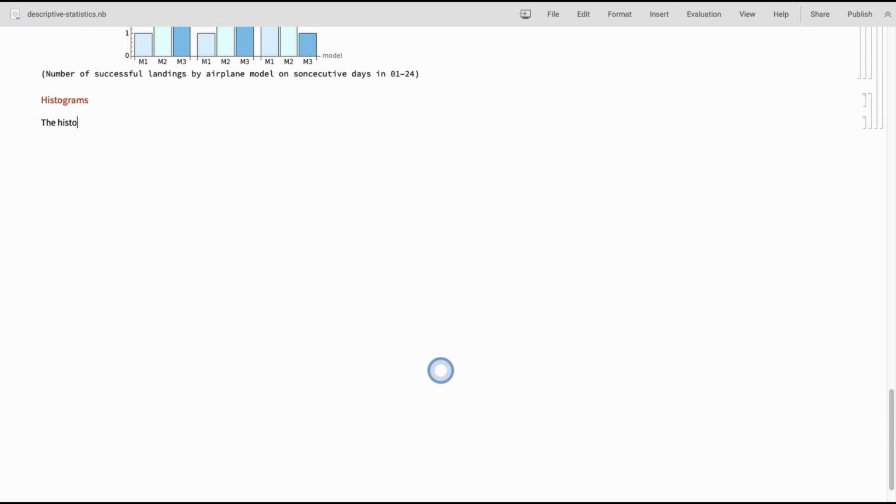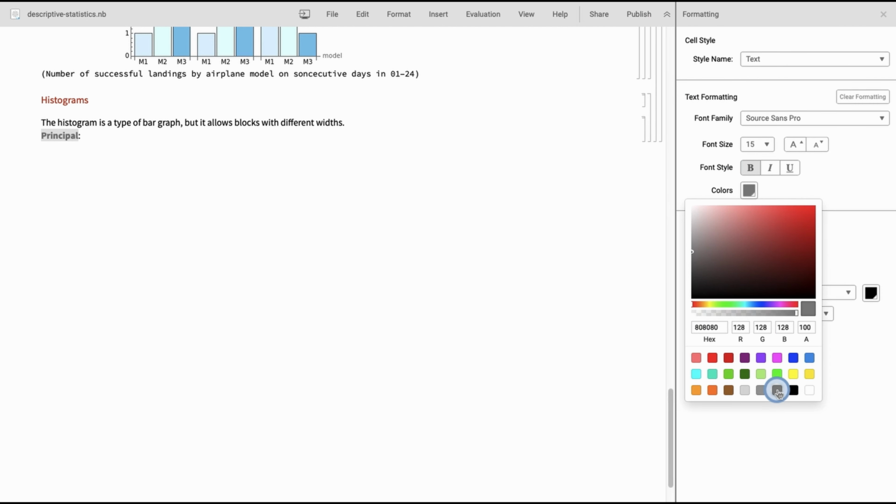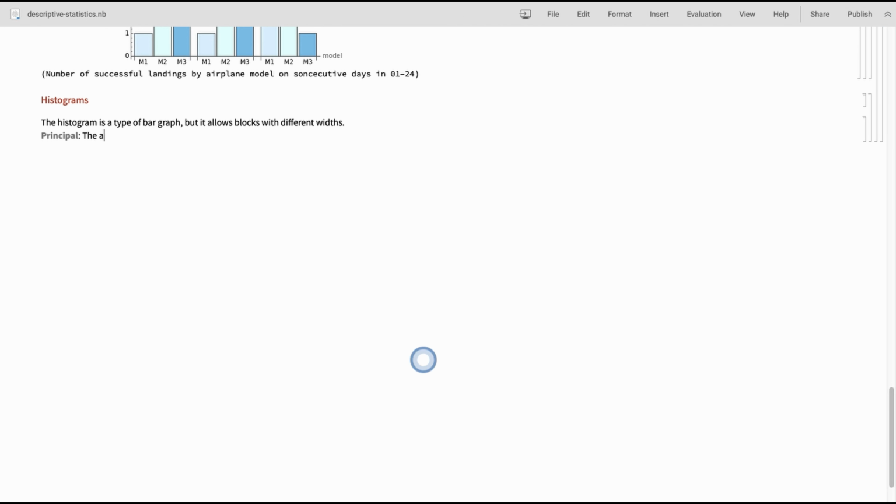Okay, so let's quickly go over the section on histograms. The histogram is a type of bar graph, but it allows for blocks with different widths. I'd say one of the principal ideas to understand is that the areas of the blocks are proportional to frequency, and the total area, or sample, corresponds to 100%.